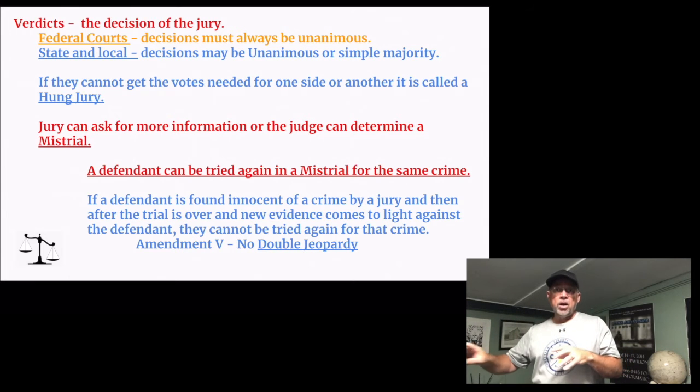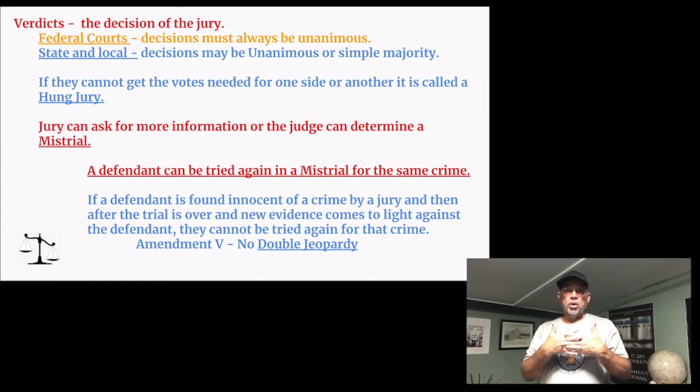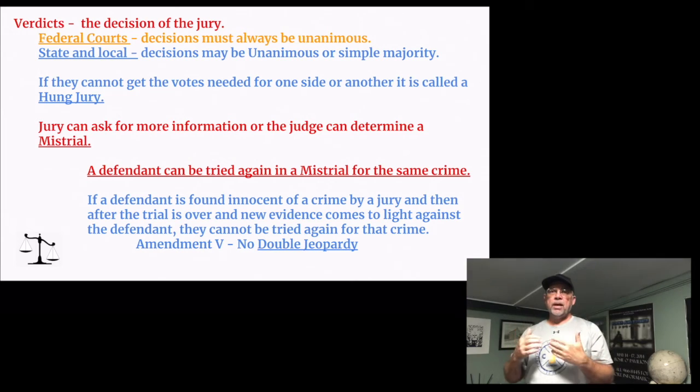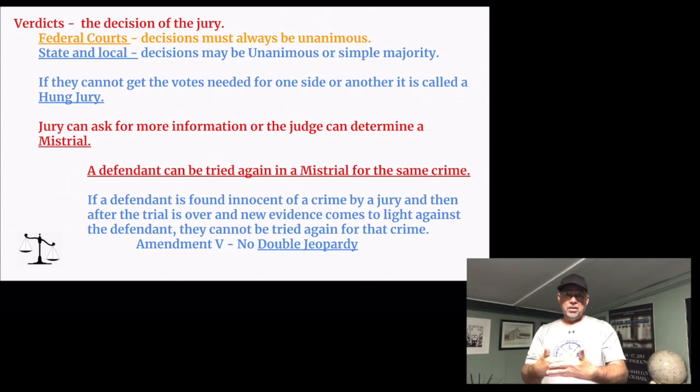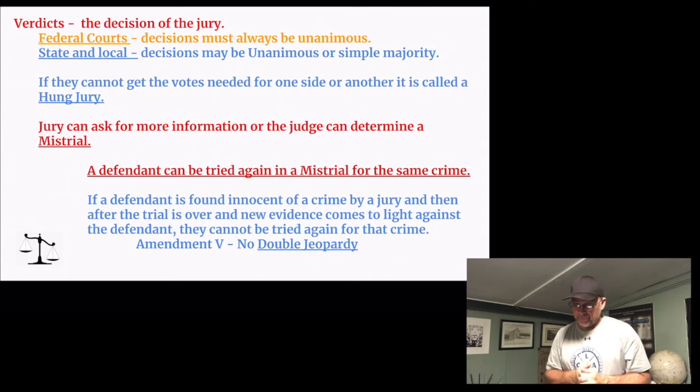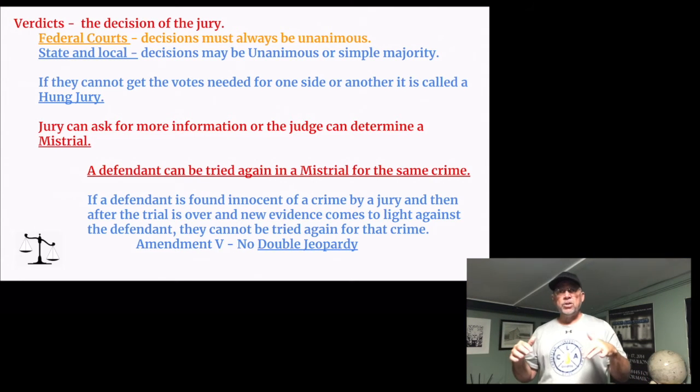Or they can let the trial go, or they can do some kind of plea bargain. But if a defendant is found innocent of a crime, they get the information they need, they go back to trial, and the jury comes back, and the verdict is not guilty. And then a little bit later on, more information is found out about this. They cannot take the person back to trial for that same crime. They've already been tried in a criminal case, found innocent. They cannot be brought back in and tried in a criminal case again for the same crime.